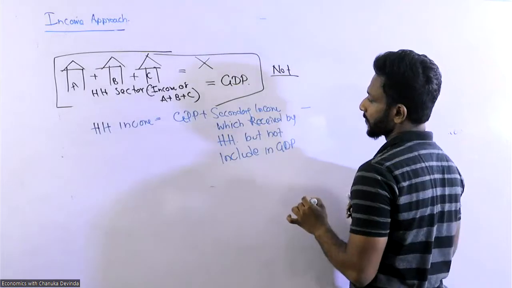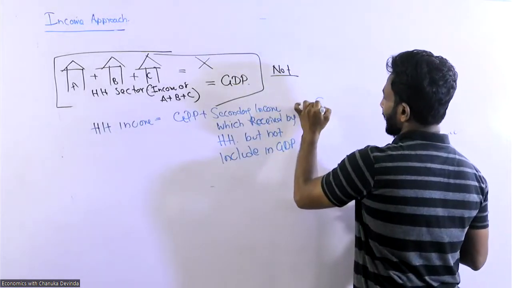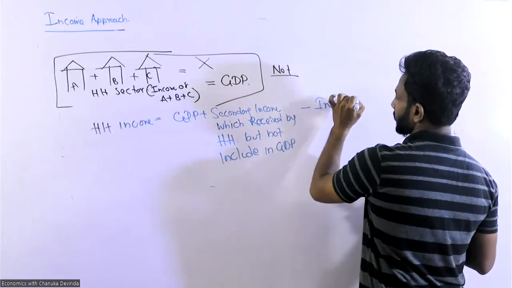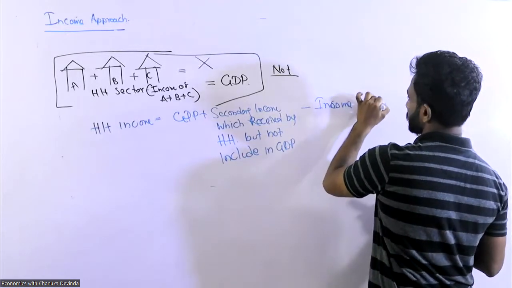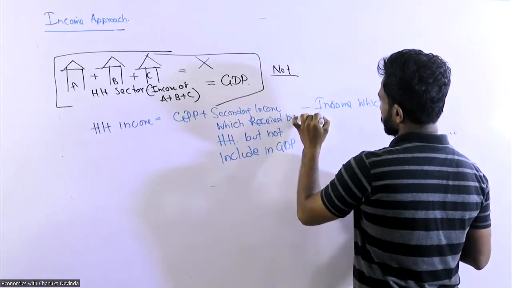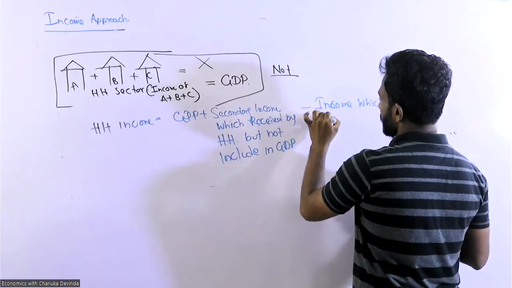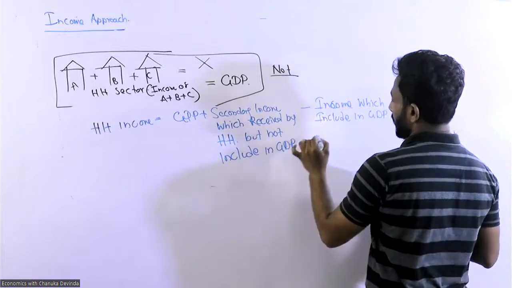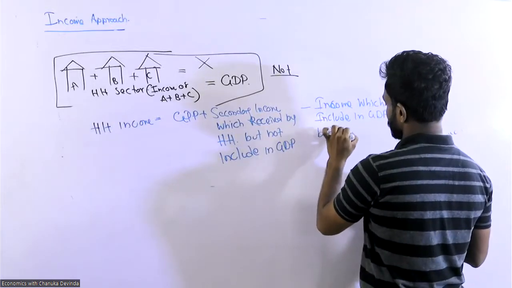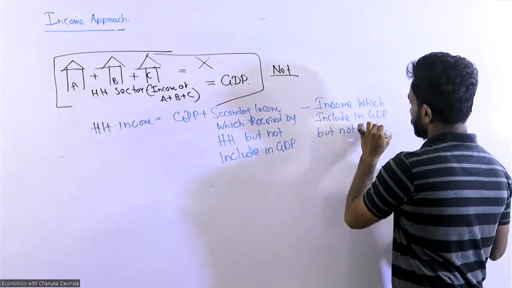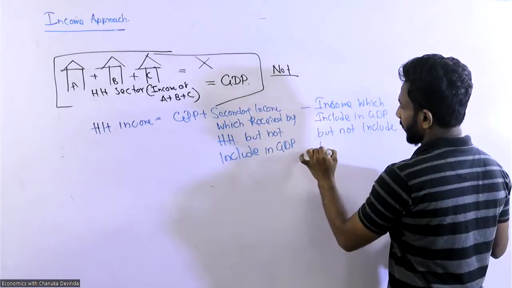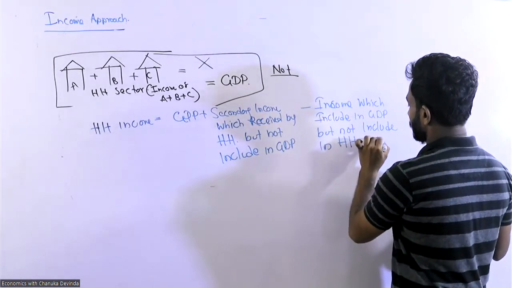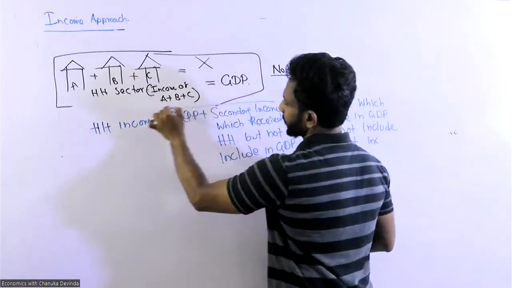Minus income which including GDP but not included in household income, right?